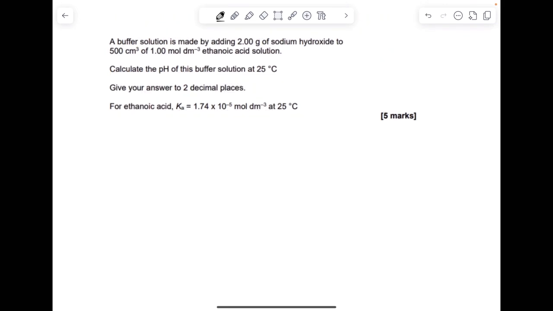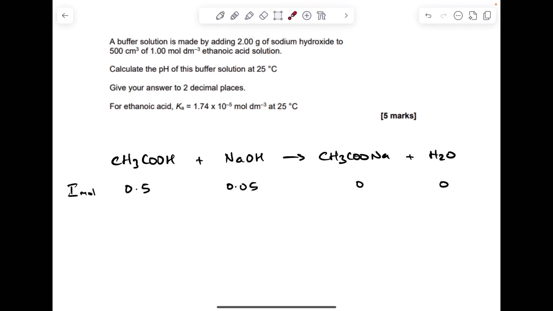So moving on to the calculation worth 5 marks. The first thing we're going to need is an equation for the reaction. There's that there. We're going to work out the initial moles of the sodium hydroxide and ethanoic acid involved in this reaction. For the ethanoic acid, it's just concentration times volume in decimetres cubed. And for the sodium hydroxide, it's mass over Mr. Mr of NaOH is 40. So the initial moles of acid, 0.5. Initial moles of sodium hydroxide is 0.05.